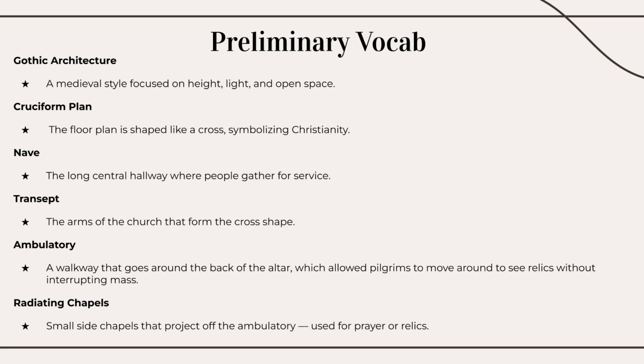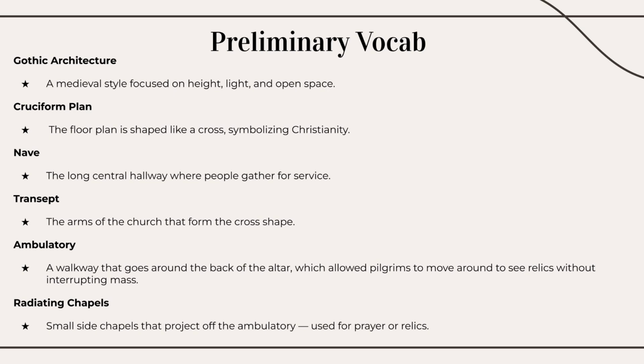Char Cathedral is a perfect example of Gothic architecture. Gothic buildings are all about going big and letting in tons of light. They're way taller and more open than older Roman churches. The floor plan is a cruciform plan, meaning it's shaped like a cross. Not only is it symbolic, it actually organizes the space for how people move and worship inside.